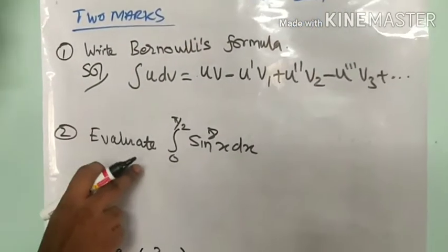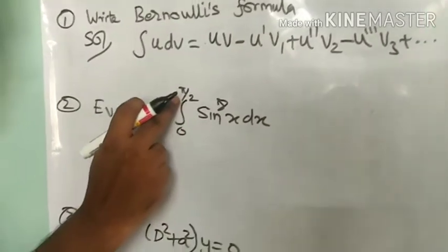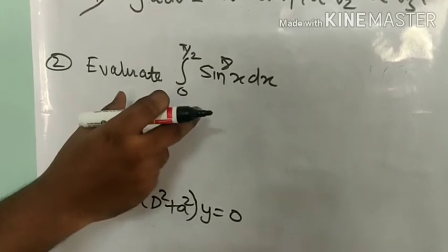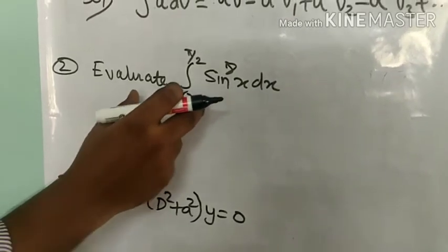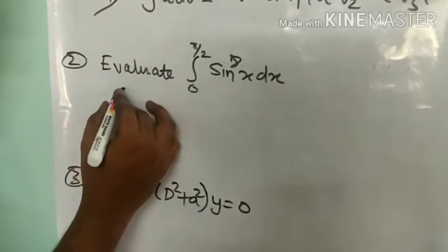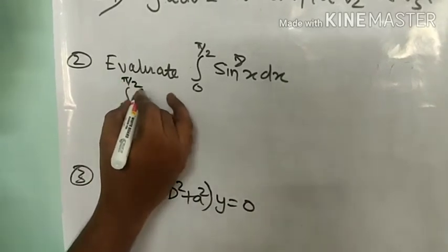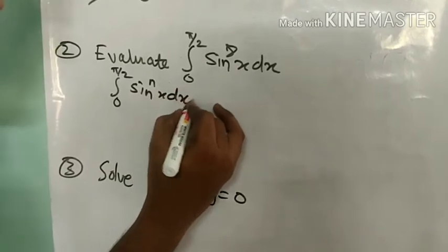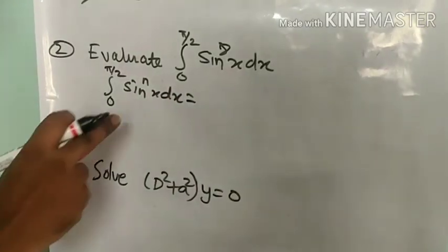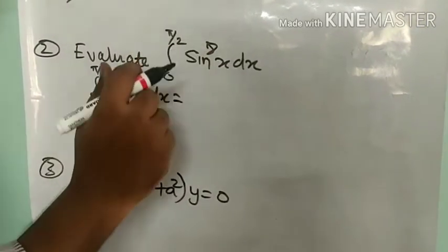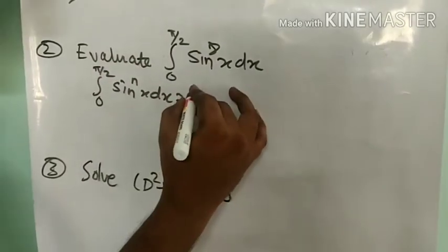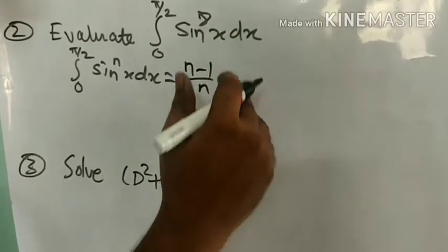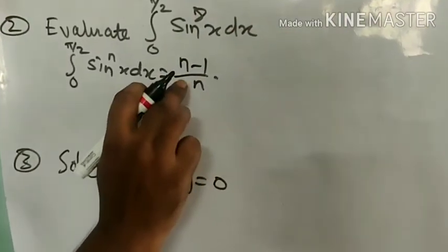Now the next problem. Evaluate integral 0 to pi by 2 sine power 8x dx. It is a very important one, a reduction formula concept. You know the reduction formula for integral 0 to pi by 2 sine power n x dx. There are two cases, odd or even. Here it is an even problem. The formula is n minus 1 by n, and then in numerator and denominator you subtract 2.